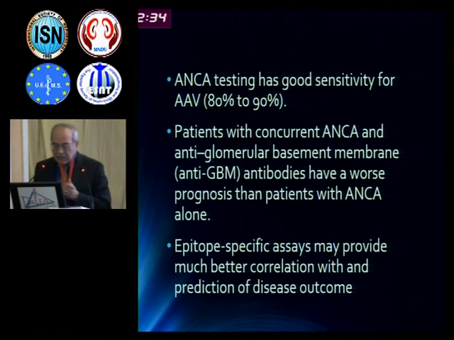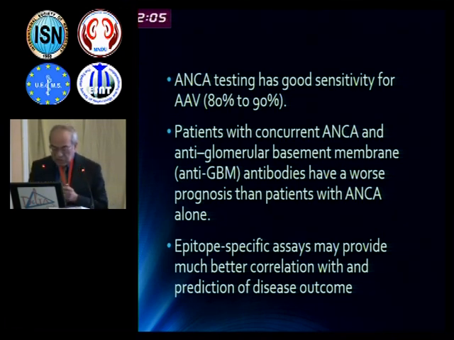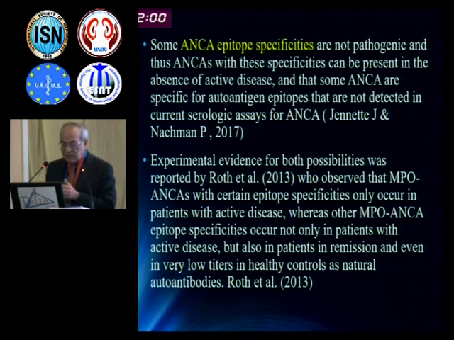But ANCA testing has good sensitivity, up to 80 to 90% can be positive. But a patient with concurrent ANCA and anti-GBM will carry a poor or more difficult prognosis. A very important point is the epitope-specific assay may provide much better correlation with and prediction of this outcome. This epitope-specific assay is very important.